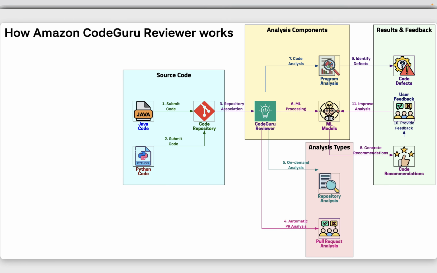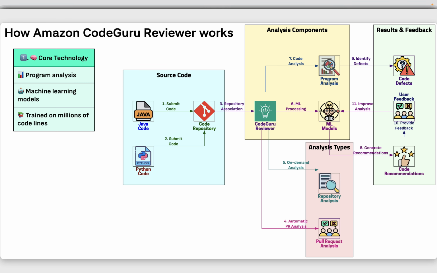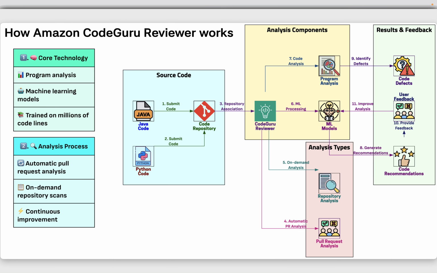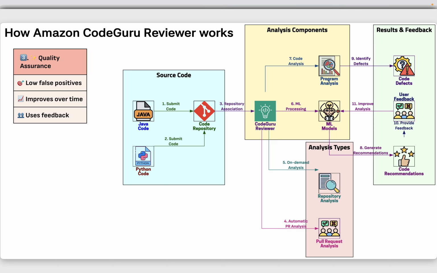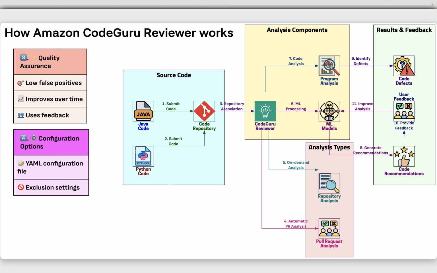So how does Amazon CodeGuru Reviewer work? CodeGuru Reviewer's core technology is based on program analysis and machine learning models trained on millions of lines of code. The analysis process includes automatic pull request analysis and on-demand repository scans with continuous improvement over time. CodeGuru Reviewer ensures quality assurance by providing recommendations with low false positives and improving its analysis over time using feedback. For configuration options, users can use a YAML file to specify exclusions for analysis.